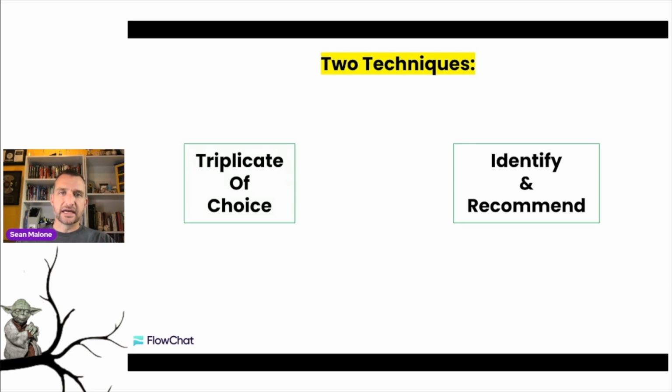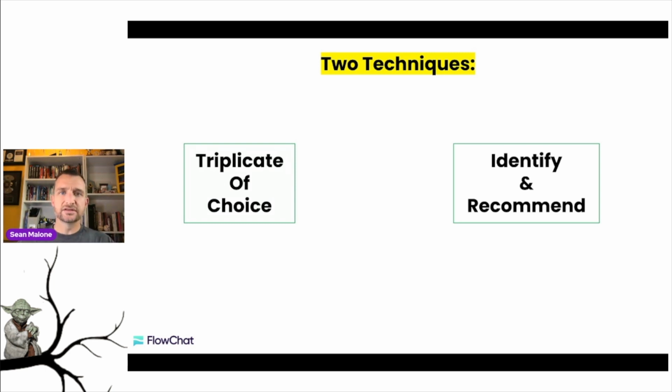Say, for example, you're selling a house, right? And before you go show any houses to your clients as a real estate agent, you want to understand maybe what bucket of investment they can be in, right? And in this case, the triplicate of choice before you go show houses is going to probably be the right selection. Now, on the other hand, when do we use the identify and recommend? Now, you can use these at any time. They work both places, but that was a very great example.